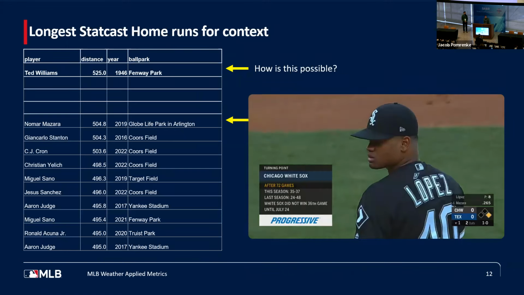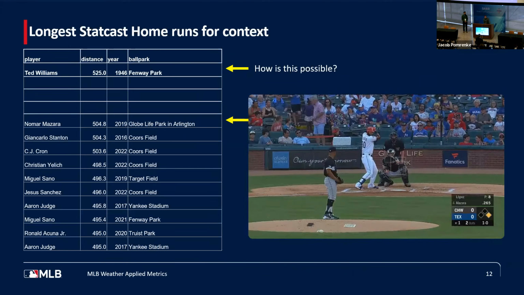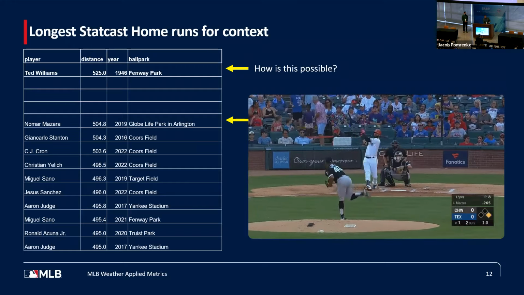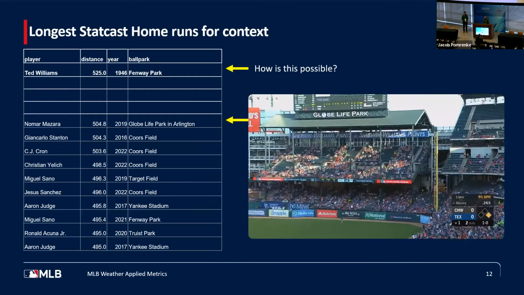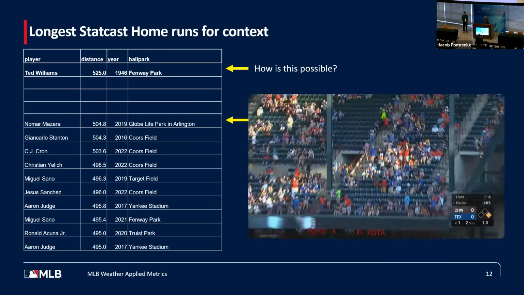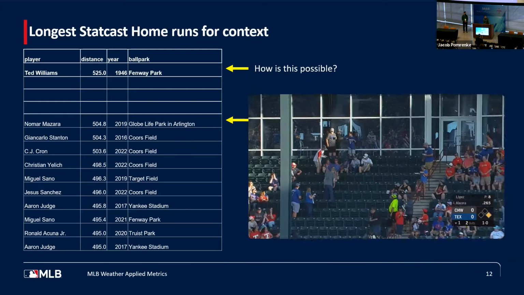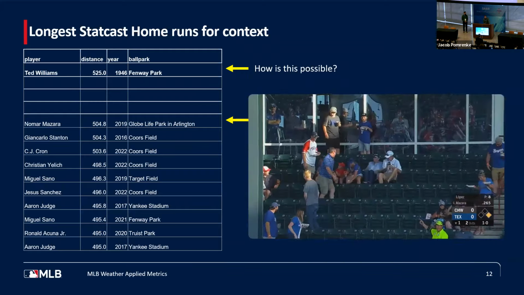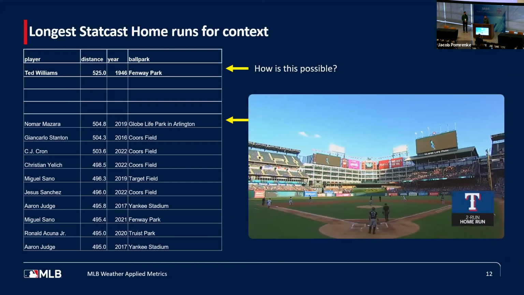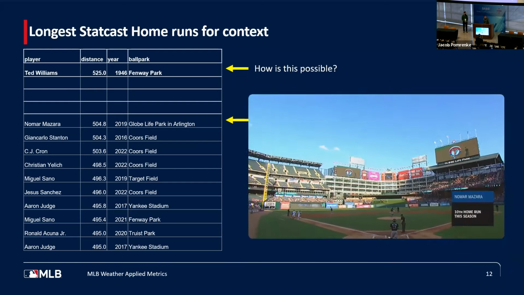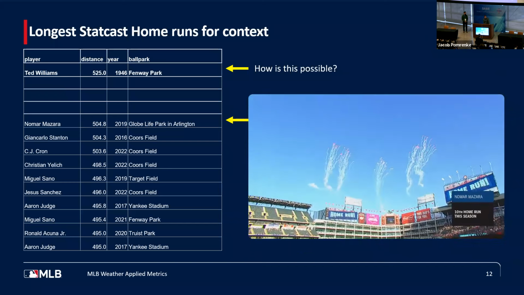For context, I'll play this video. So all of this is the drastic improvement. The longest home runs in the Statcast era, and there's only a handful that ever breached 500 feet. So how is it possible that Ted Williams eclipses that by 20 to 30 feet? Or is it not real at all?